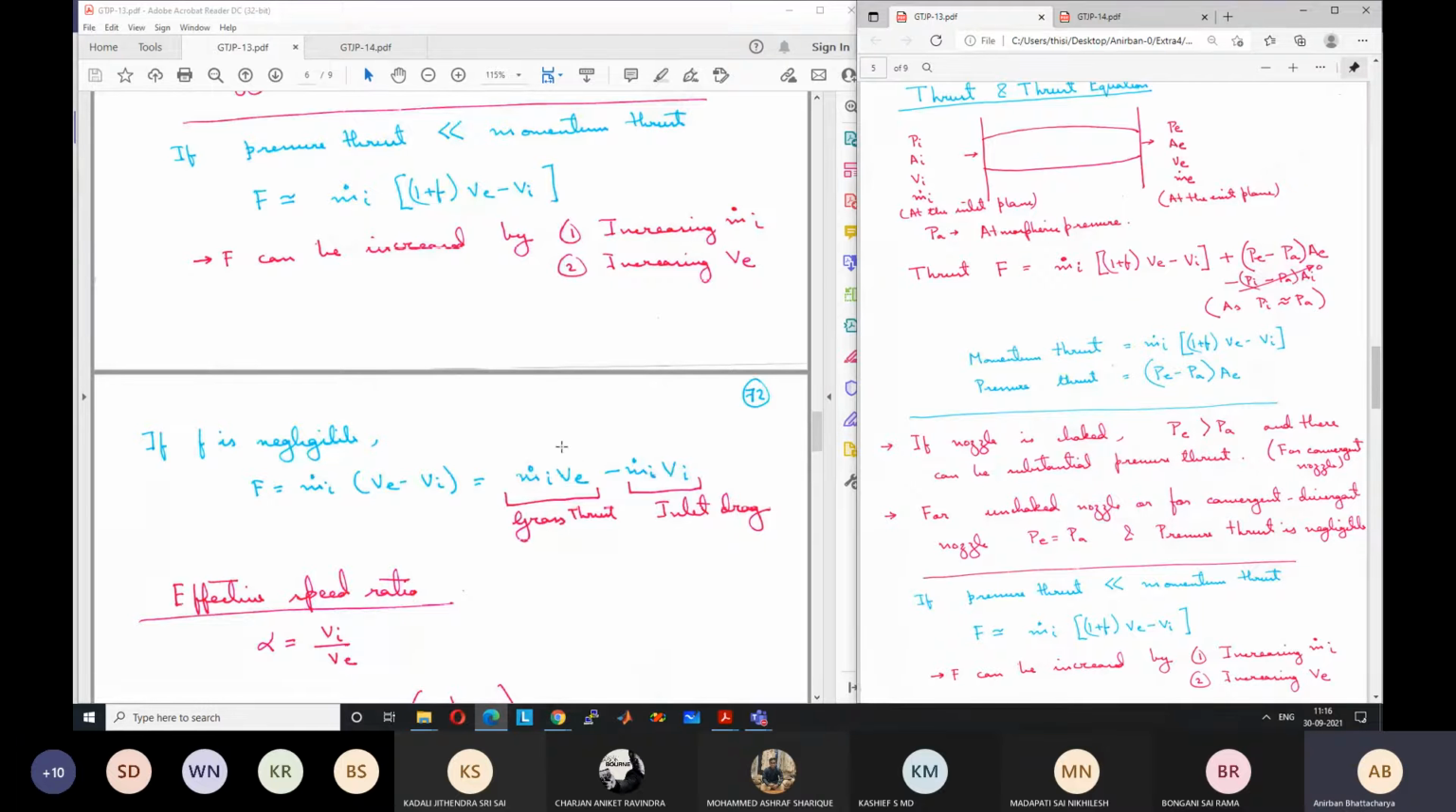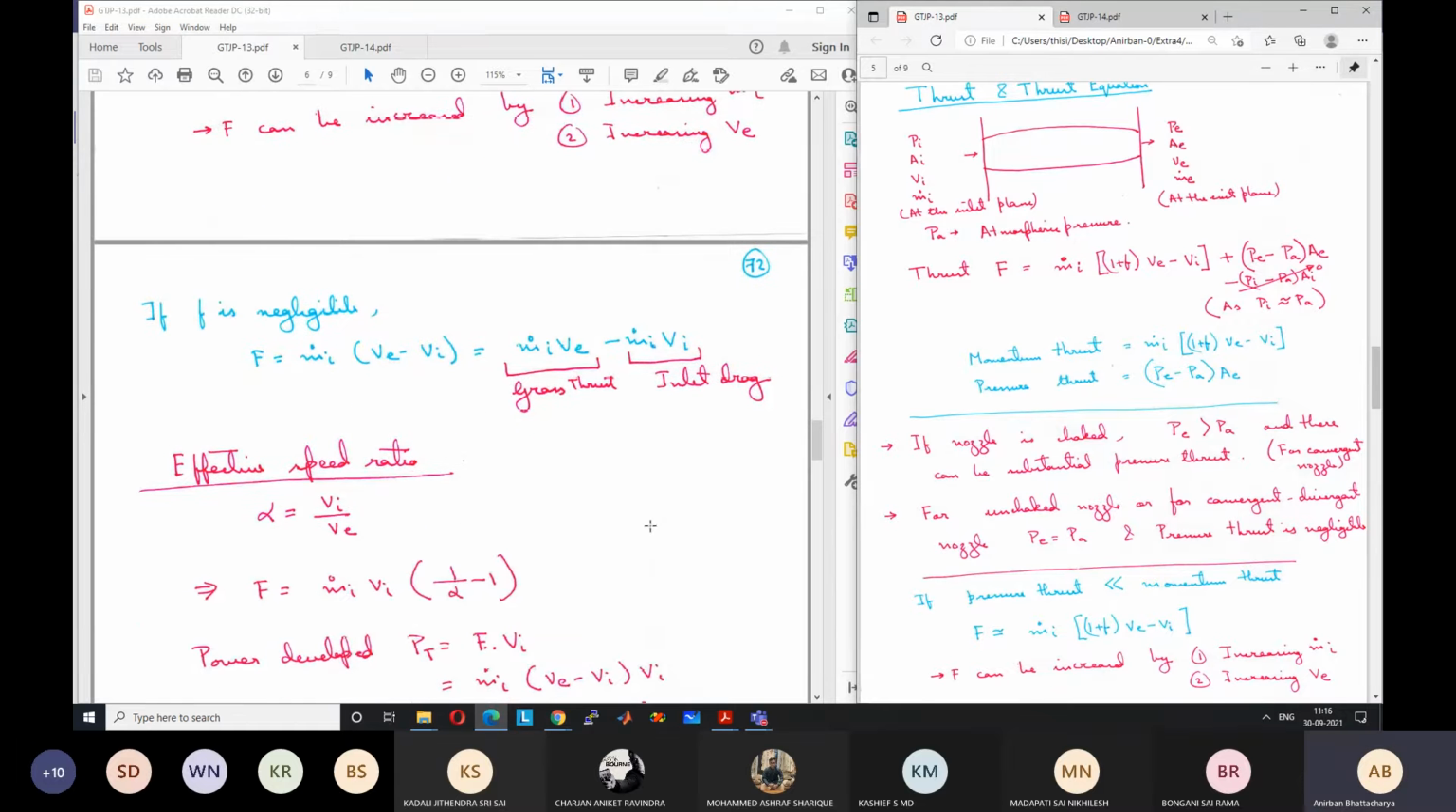So this m dot_a V is known as the gross thrust. This is the momentum at the exit of the nozzle. And this inlet part is known as inlet drag. It is a part which is reducing the overall thrust, so that is why it is given this nomenclature. So it is called inlet drag. Any questions?